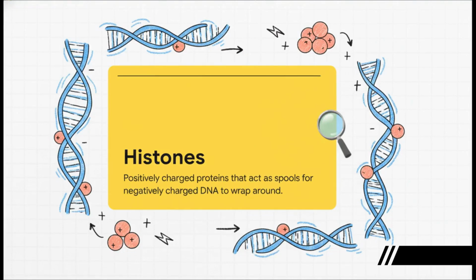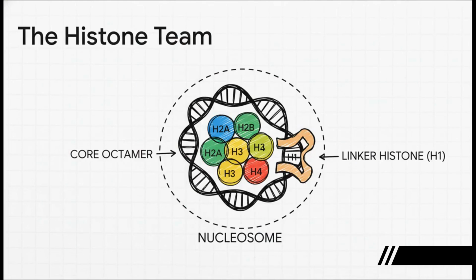I want you to think of them as tiny, positively charged spools. Now, since DNA has a negatively charged phosphate backbone, it's just naturally attracted to these positive histones. It's a perfect electrostatic attraction that lets the DNA thread wind super tightly around them. Simple physics.